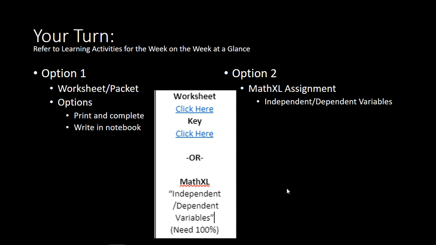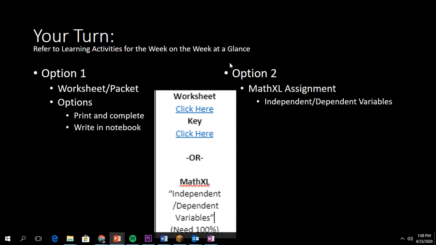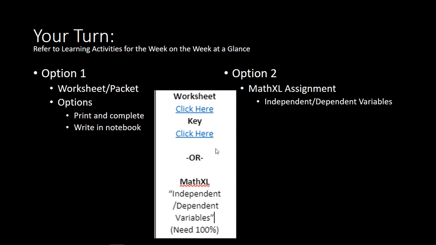All right, so really quickly, just what your assignment is going to be. You see you have two different options. You can either do the worksheet option. This is what it's going to look like on our learning activity for the week, or the week at a glance. So this would be option 1.